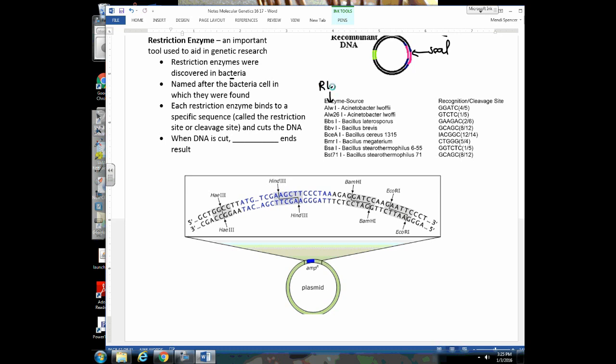Here are some names of restriction enzymes. I'm just going to put RE for restriction enzymes, so those are the abbreviations we use. This tells you the bacteria strain that we isolated them from. And over here, this is the DNA sequence that these restriction enzymes will bind to and cut. So each restriction enzyme binds to a specific sequence, and that specific sequence is called the restriction site. For the restriction enzyme you see down here, this area is called the restriction site.